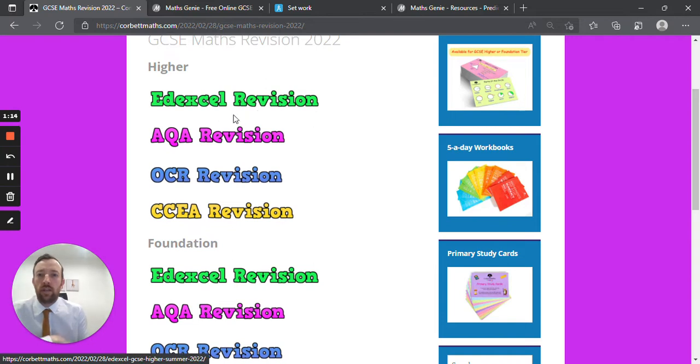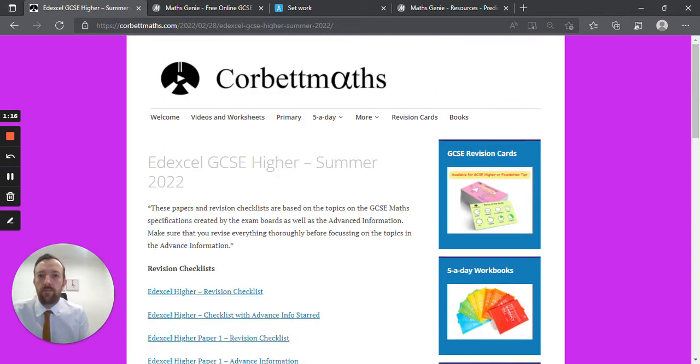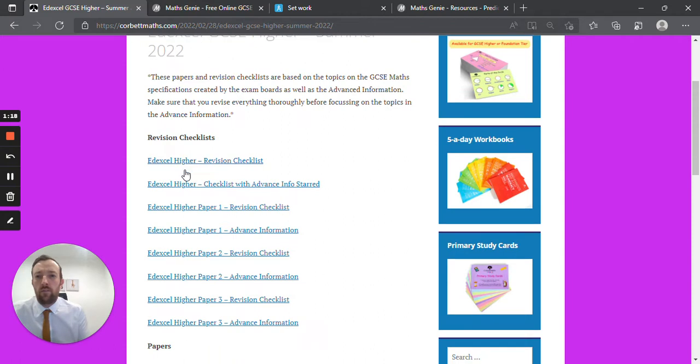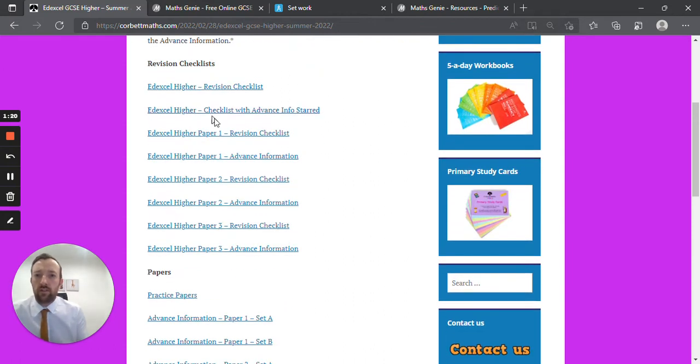Now if we just click one of those, so I'll just pick the higher one as an example. If you then scroll down, you've got some revision checklists, and I've given this to all the students, and they've all got a copy of these, but if they haven't got it with them or they've lost it, they can go on this again. So for each paper, we know the topics that are going to be coming up in the summer. Okay, so there's 3 papers. Paper 1 is a non-calculator paper. Paper 2 and 3 are both calculator papers.